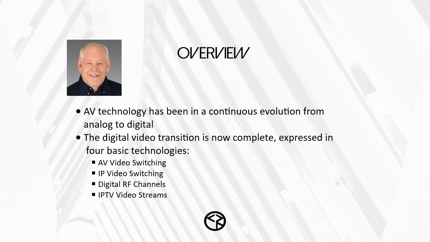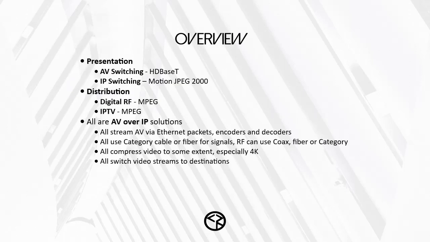Today, the analog era of composite, component, and VGA has transitioned to HDMI and digital video delivery systems, including AV switching, IP video switching, digital RF channels, and IP video streaming. All are way better solutions than what we've had in our analog past. All appear to be different, but they share a common foundation. In this course, we'll look at the underlying architecture of each system, how they're alike, and how they differ in application, codecs, and integration. The video delivery systems we use in integration divide into two basic applications.